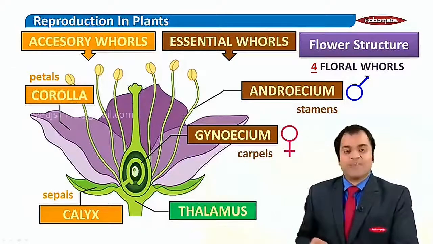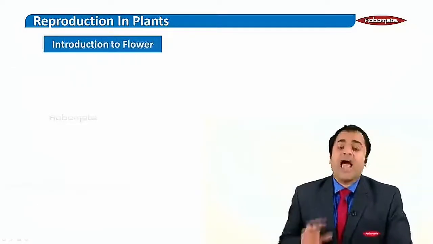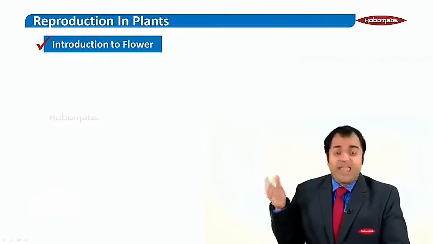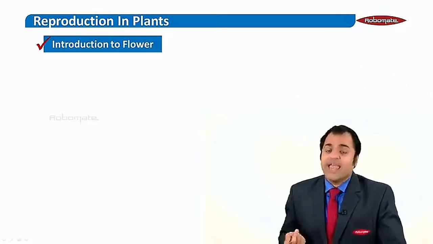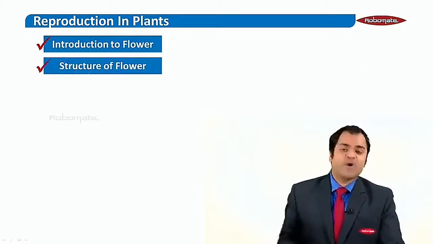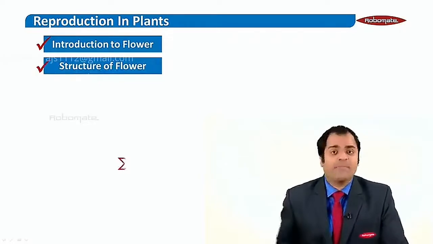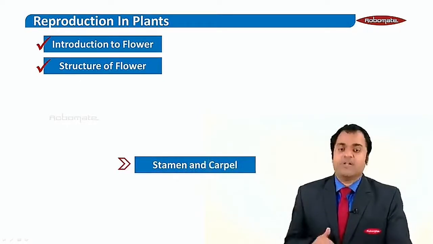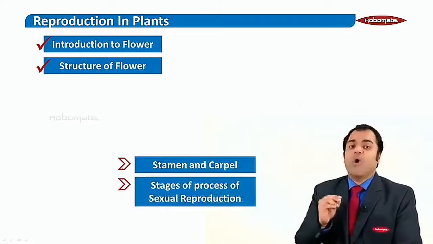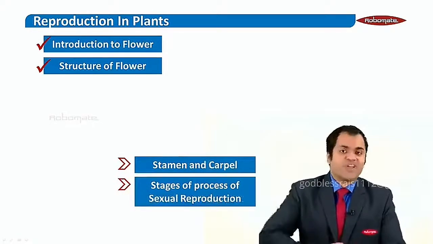Is that okay? So in this module, I've introduced to you what is the thing called as beautiful flower and where all we can use it, and also I've talked about the structure of the flower. In the next module, I'll be talking a little bit more about the stamen and the carpel, and I will also tell you the basic stages or the steps involved in the process of sexual reproduction in angiosperms.